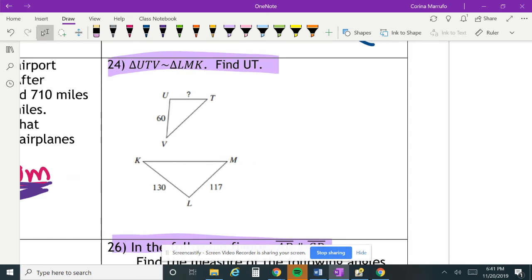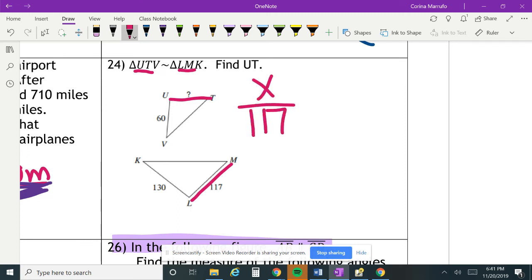Okay, for similarity, it tells you UTB is similar to LMK. So I'm going to go ahead and erase this real quick so we can look at the letters. So from UT, here's UT, it's going to be the same as LM because of the order of the letters. So that question mark is what we're looking for, and we're going to put that over 117 because those 2 are directly proportional. Now the next one is UB. So UB, that means that's the same as LK. And here is LK. So that means we're going to set it up 60 over 130.